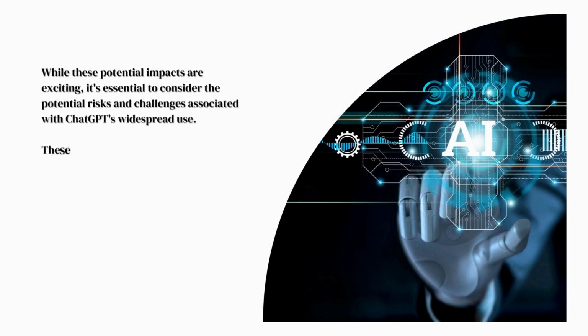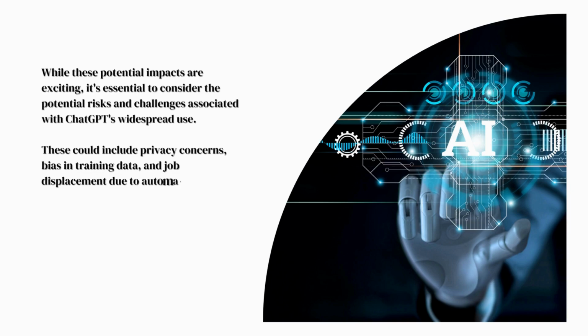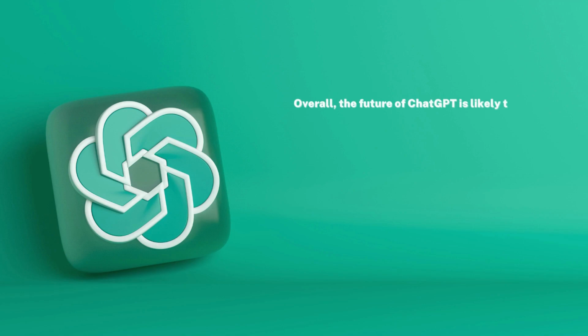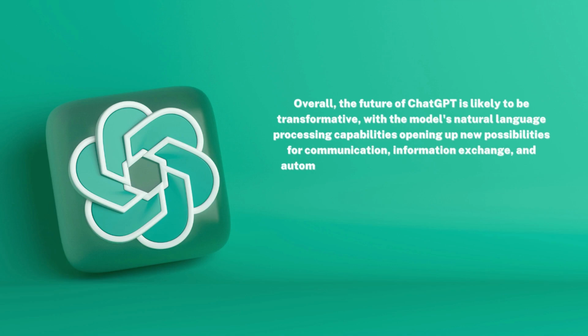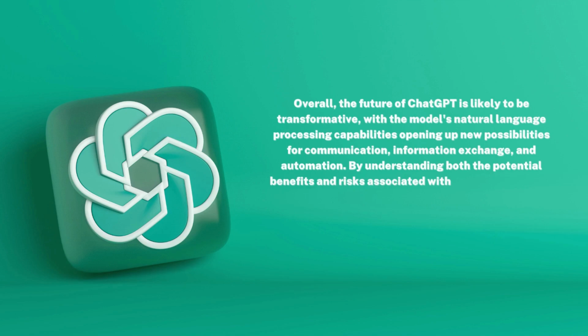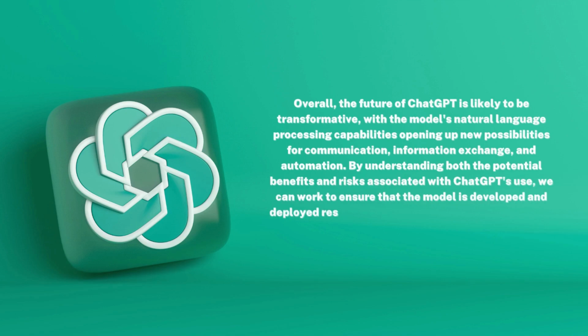While these potential impacts are exciting, it's essential to consider the potential risks and challenges associated with ChatGPT's widespread use. These could include privacy concerns, bias in training data, and job displacement due to automation. Overall, the future of ChatGPT is likely to be transformative, with the model's natural language processing capabilities opening up new possibilities for communication, information exchange, and automation. By understanding both the potential benefits and risks associated with ChatGPT's use, we can work to ensure that the model is developed and deployed responsibly and ethically, which maximizes its benefits for society.